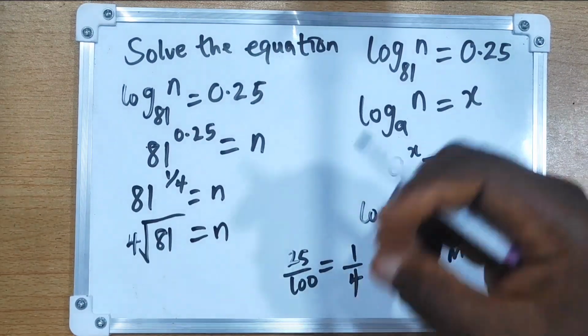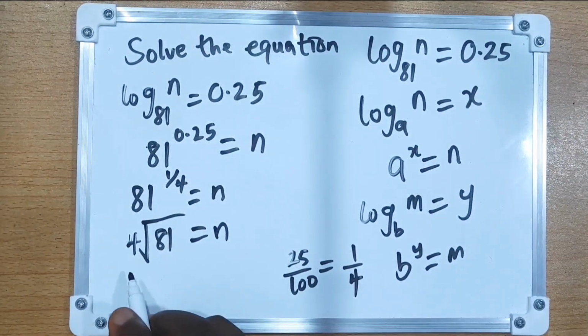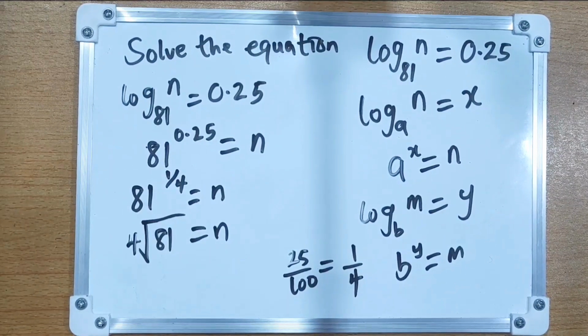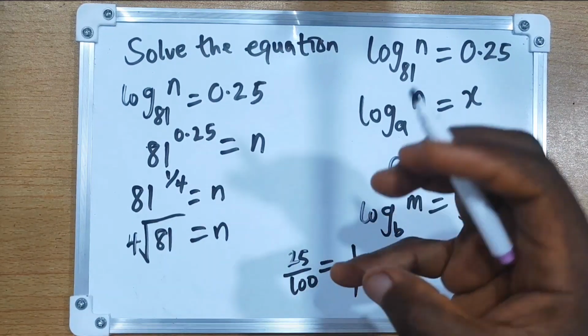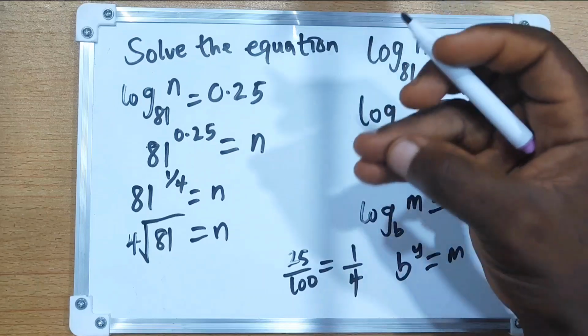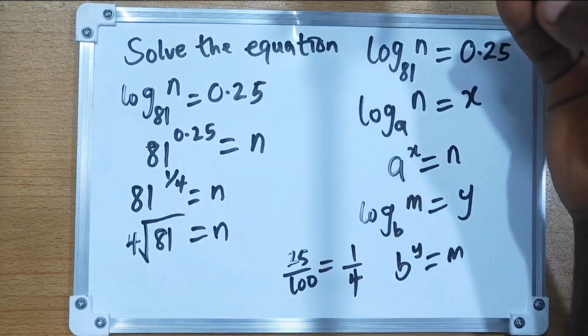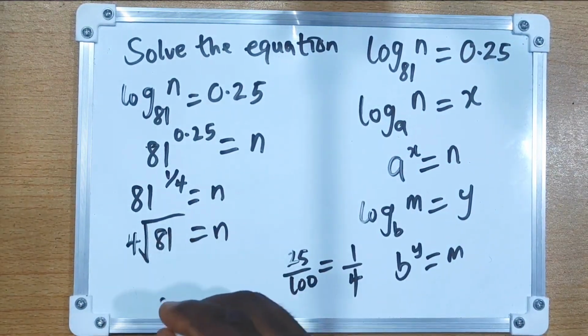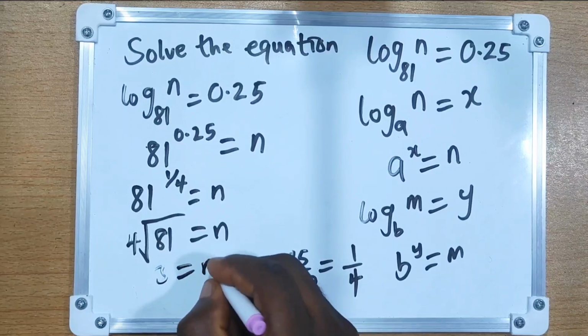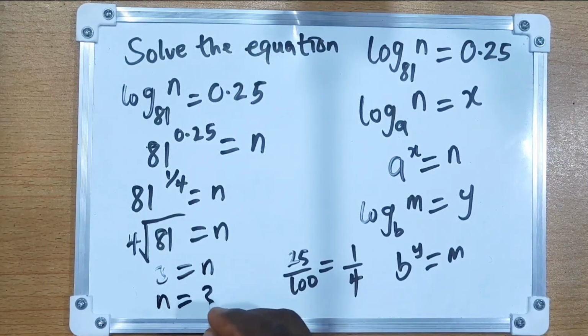So what is the fourth root of 81? That's a number you multiply with itself repeatedly 4 times, that will give you 81. And that number is 3. Because if you say 3 times 3, that's 9. 9 times 3 is 27. And 27 times 3 is 81. So this number here is 3. So I have 3 equals n, and my answer is 3.